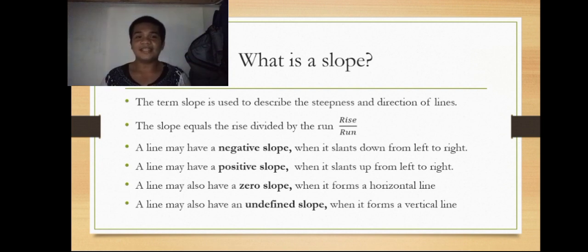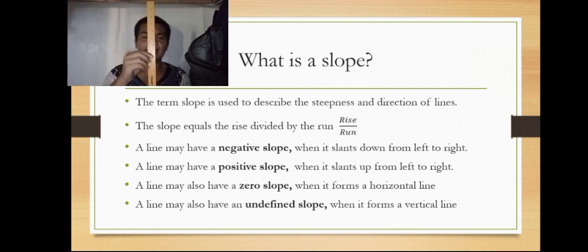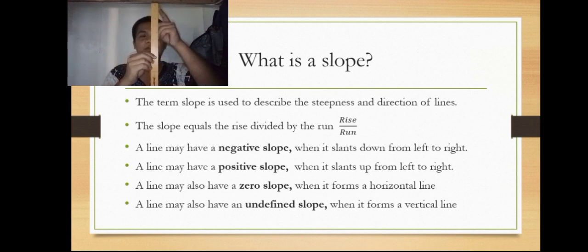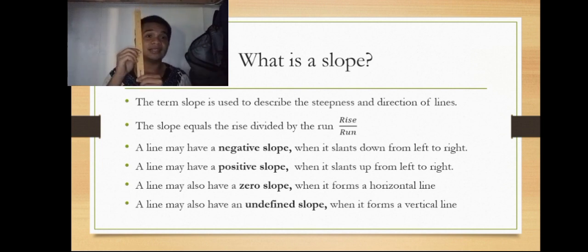The fourth instance is that a slope may be undefined when it forms a vertical line. So what does a vertical line look like? Suppose this is the line. That is a vertical line. There is no change of direction, just a line created vertically from bottom to top or from top to bottom. In this case, the slope is undefined.